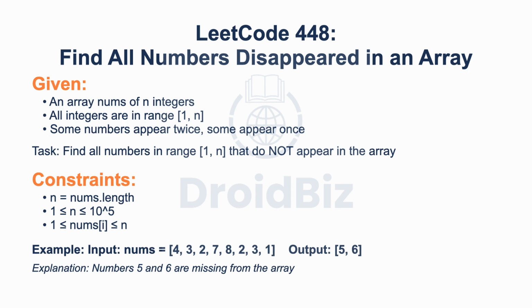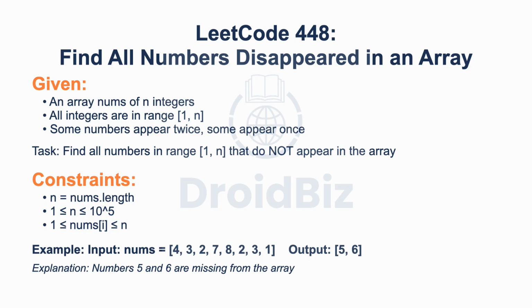The variable n equals the length of the array nums. The value of n can be between 1 and 10 to the power of 5. Each element in nums is between 1 and n. Here's an example. The input array is 4, 3, 2, 7, 8, 2, 3, 1. The output should be 5 and 6. Why? Because numbers 5 and 6 are missing from the input array.